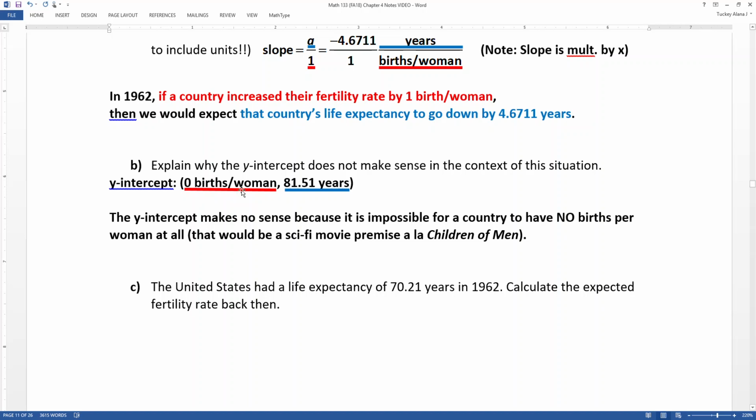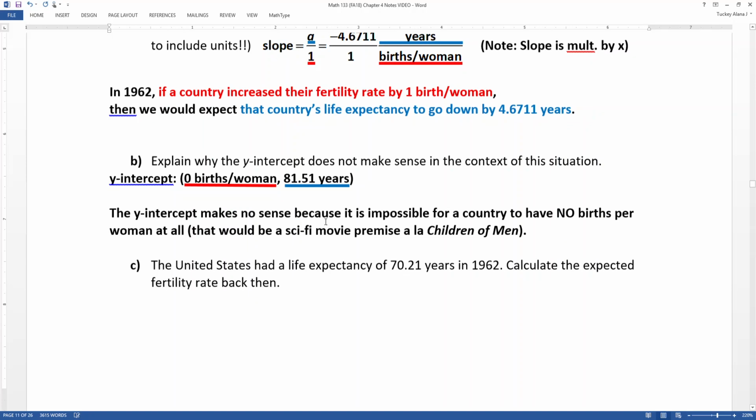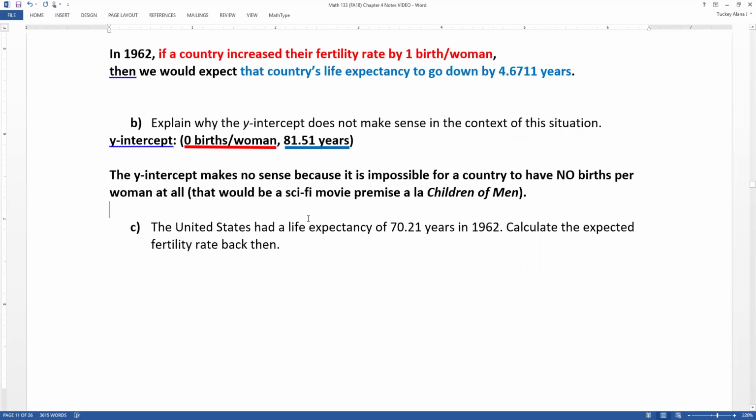And honestly, usually it's the x value that doesn't really make a lot of sense in the situation. So if you're looking for why the y-intercept doesn't make sense, look to the x value. Usually there's a good reason. It might be the y value too. Sometimes they both happen, or sometimes just the y, but a lot of times it's the x value.